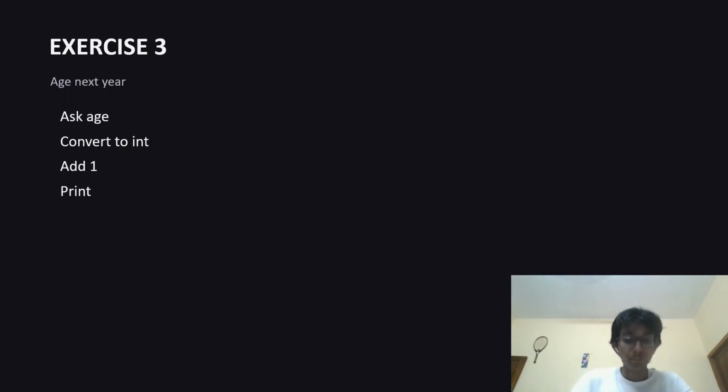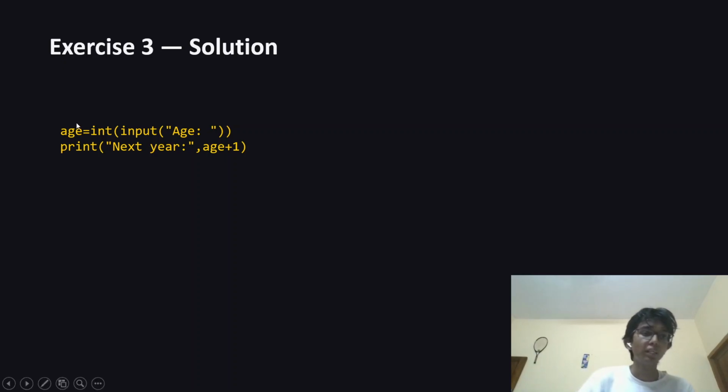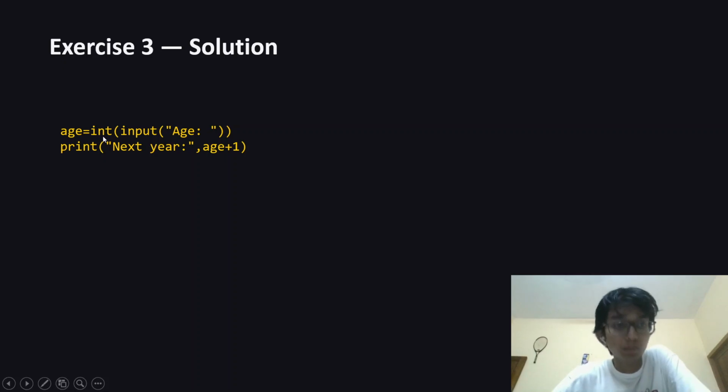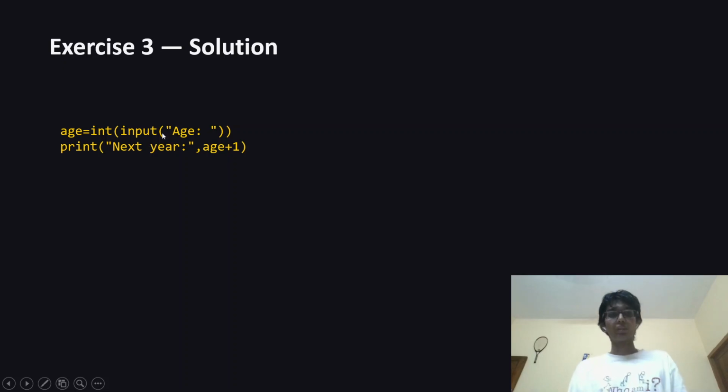Time's up. It's time to check the code. We have already done the code, so I'm not gonna do it again. We just see the code. So we have a new variable here, age. We're taking the input in. The input is stored as age. The input line has a question, which is the label age, and we're gonna print next year. Your age is whatever age you inputted plus one.